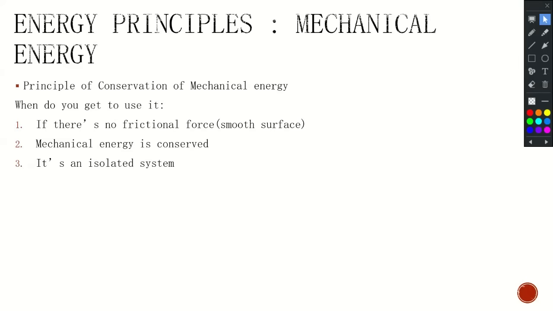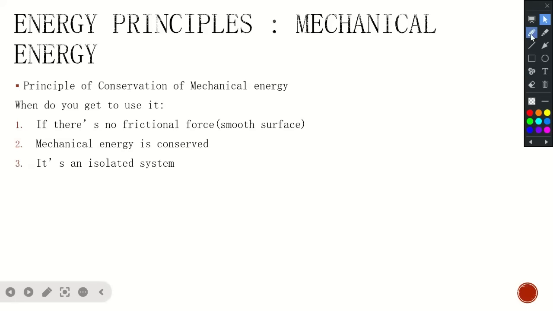Okay, so now on energy, we have the energy principles. We'll be looking at 3 different energy principles, starting with mechanical energy. So we have defined the principle of conservation of mechanical energy to say that in an isolated system, the total mechanical energy is conserved or remains constant.